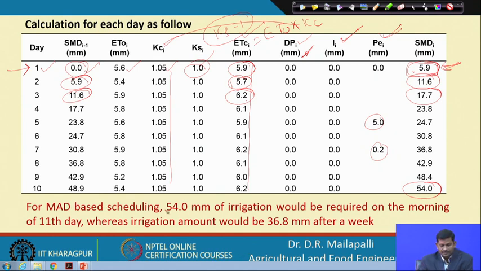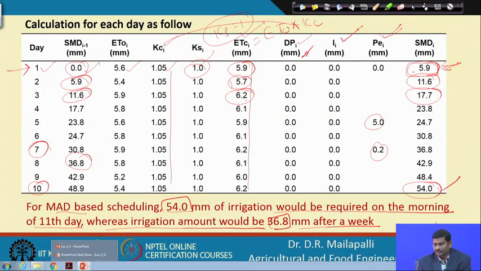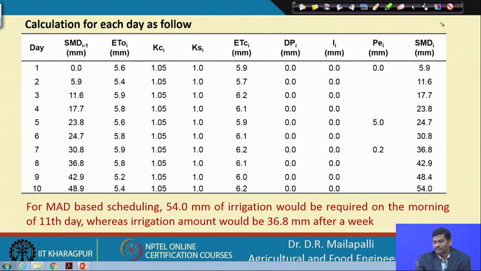For the MAD based schedule, 54 mm of irrigation would be required on the morning of the 11th day, whereas the irrigation amount would be 36.8 mm after a week. So, if you are comparing 10 days versus 7 days, in 10 days you give 54 mm, that is based on MAD. On a weekly basis, you give 36.8 whenever there is a difference of 36.8 mm. Okay, I think that is it.